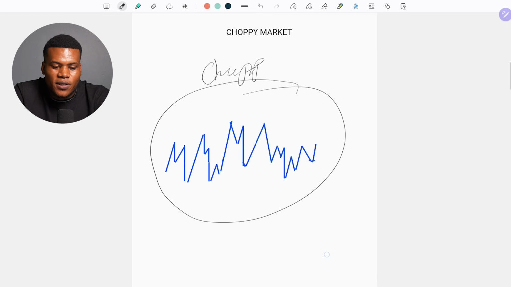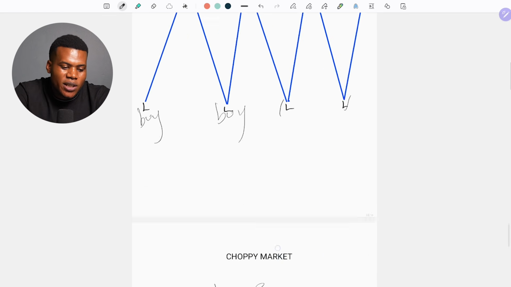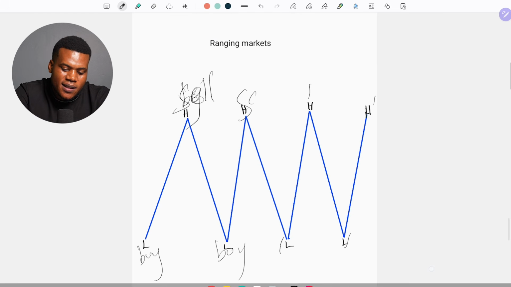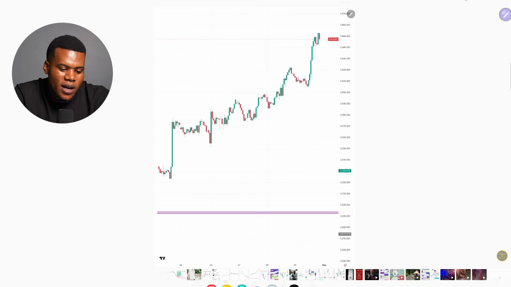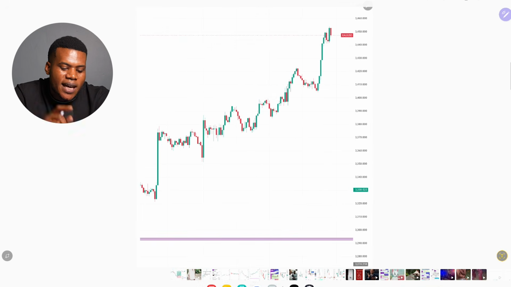In downtrend we look for sells. Then in ranging market we look for buys and sells. So let us first see it on charts, and we see what is the ranging market, what is uptrend. So this is the uptrend.